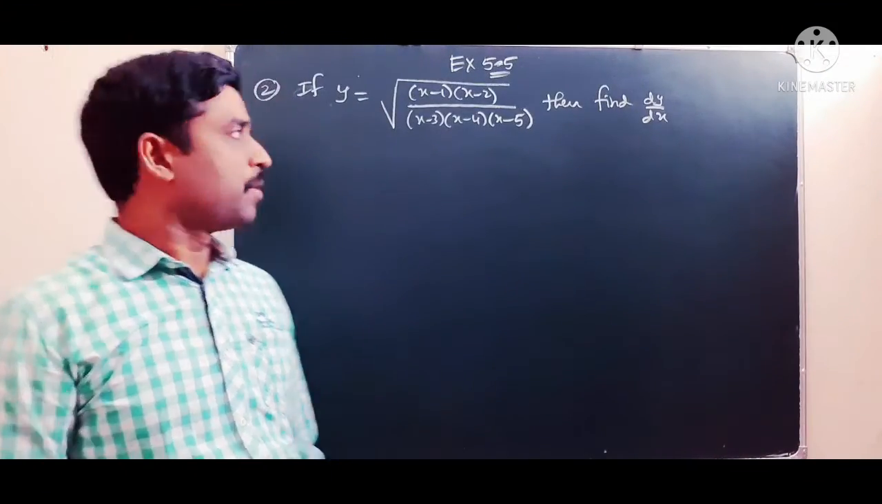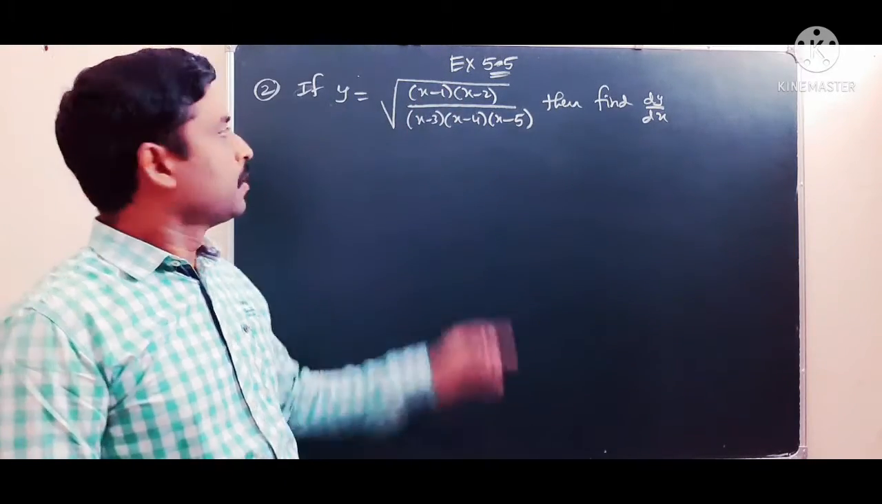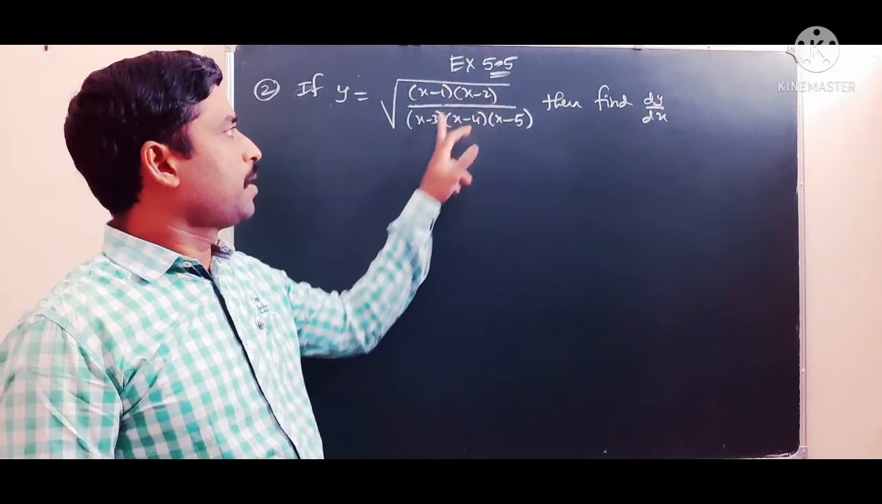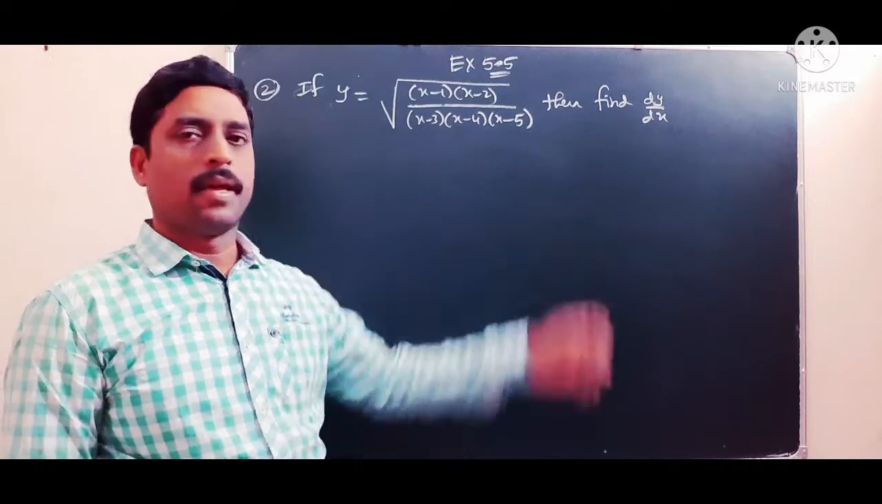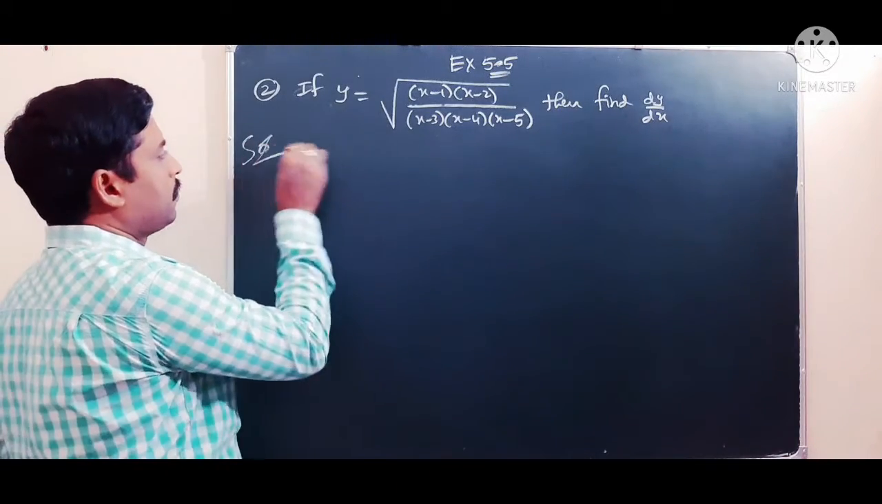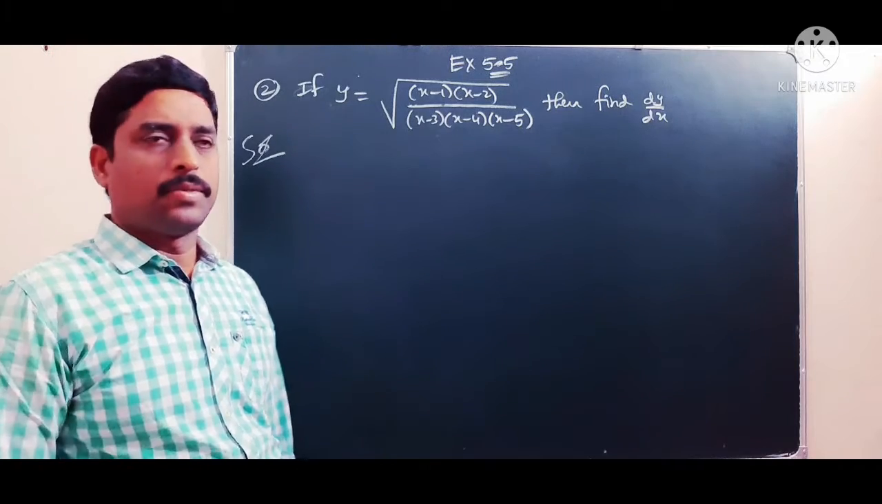Okay, let us go to the next problem. This is from exercise 5.5. y is equal to the square root of (x minus 1)(x minus 2) by (x minus 3)(x minus 4)(x minus 5). We have to find dy by dx. How can we solve this problem? y is equal to, okay, now applying logarithm on both sides.